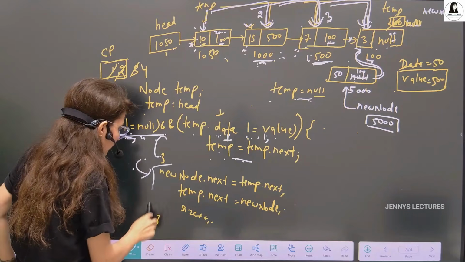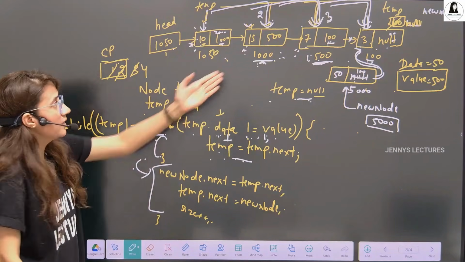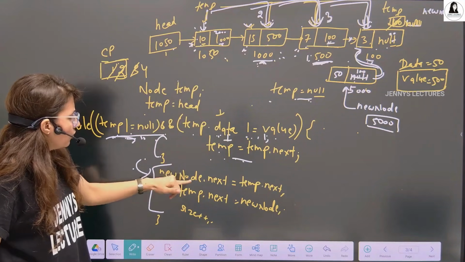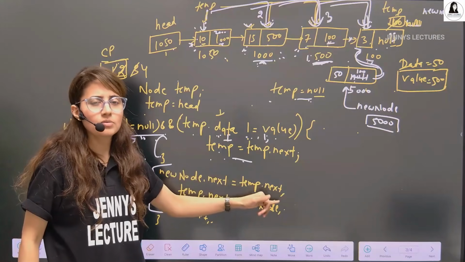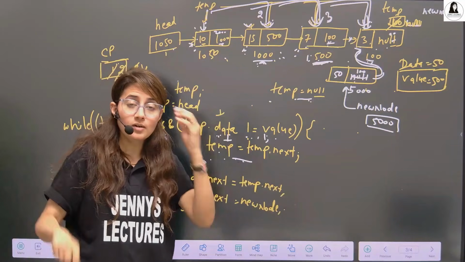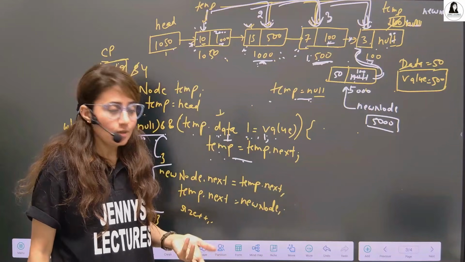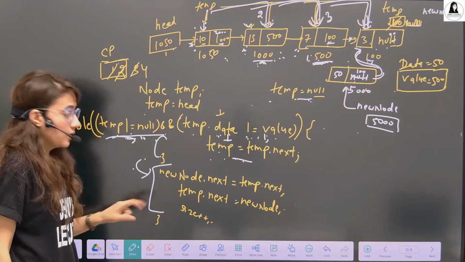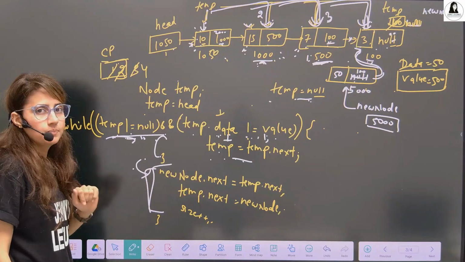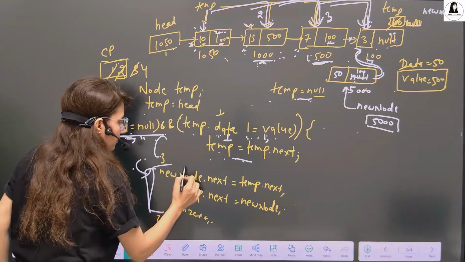Now you cannot directly write this thing. Suppose I write, because temp is right now null, new node dot next is equal to temp dot next. So temp is null, null dot next. Again, you will get a null pointer exception. So how do you have to change it? Before writing these lines, you have to put a condition.